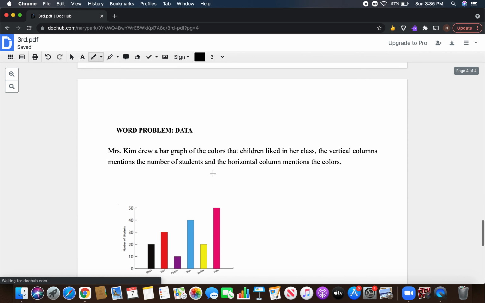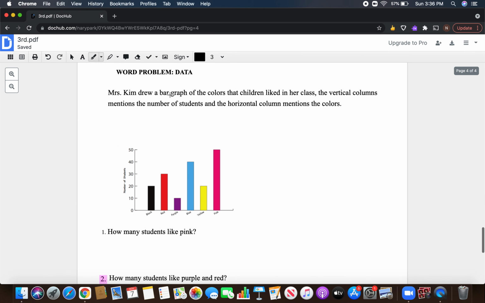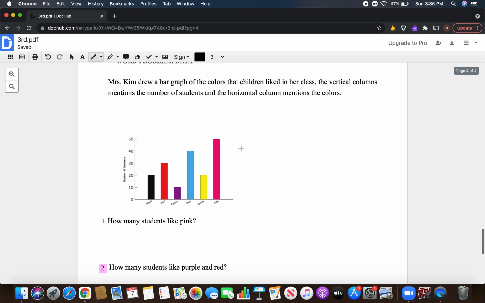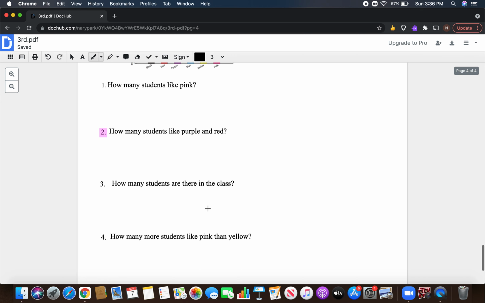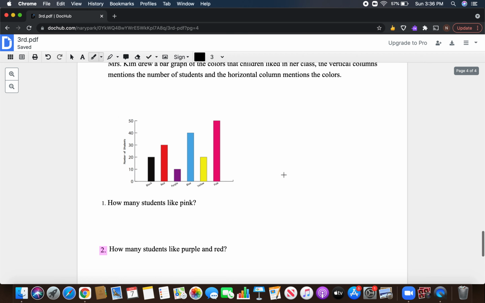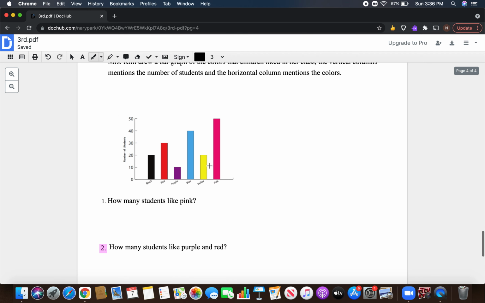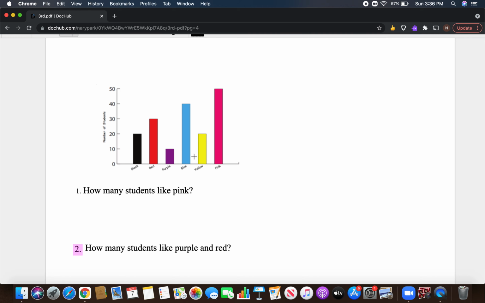Okay, now we're moving on to the last set of questions, word problems. Mrs. Kim drew a bar graph of the colors that children liked during class. The vertical columns mention the number of students, and the horizontal column mentions the colors. So, we're going to be doing number 2 today, how many students like purple and red. I love this chart because it already has all the colors set out for you. So purple is purple and red is red.